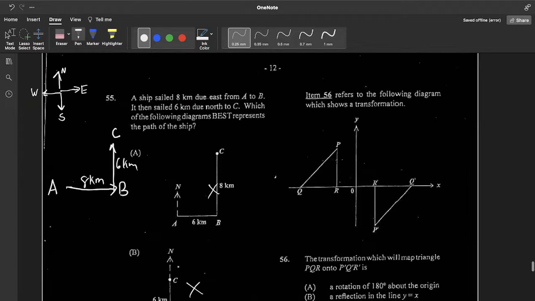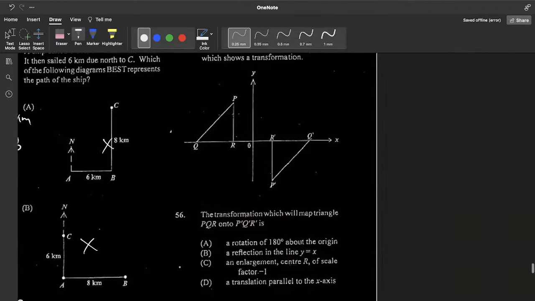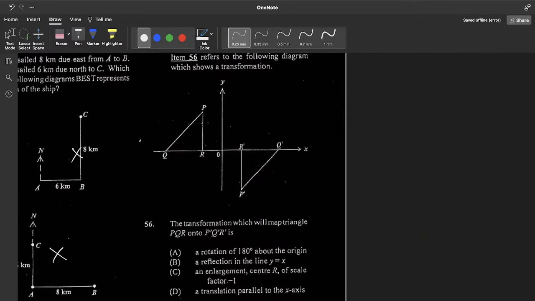Okay, so let's look at this one here. It says the transformation which will map triangle PQR, so this is PQR here, onto P prime, Q prime, R prime, which is this one here, is what? Now, if you look at this, if this was a reflection, it would have looked something like this. And it depends on what axis we're looking at. So we know for sure it can't be a reflection. Okay? So this reflection would not be a situation.